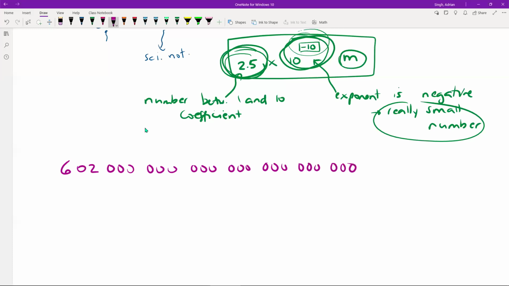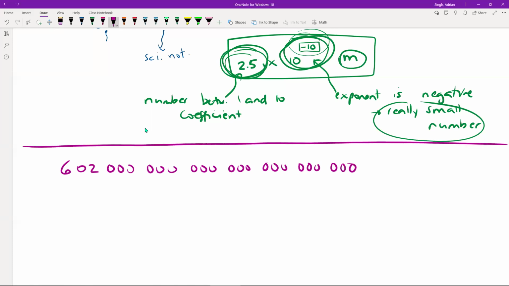And then a bunch of zeros here at the end, right? So we're going to do the same thing. We're going to first of all find the decimal point. If you don't see one in the number, it's understood to be here at the very end. And then we're going to move it either to the right or to the left, to end up with a number, a coefficient, between 1 and 10. So I'm going to have to move it to the left in this case. So how many places to the left will I need to move my decimal point?